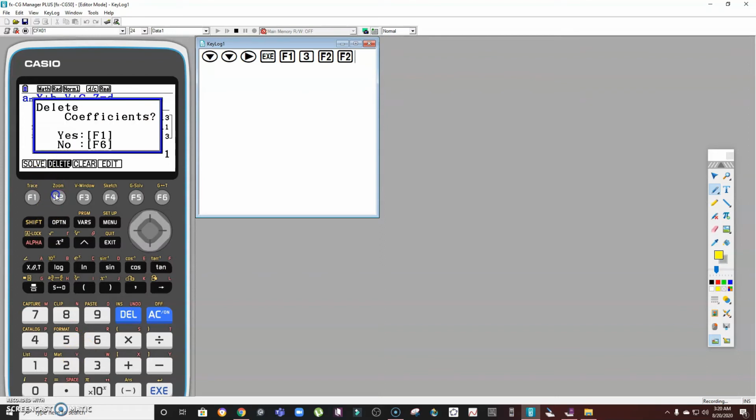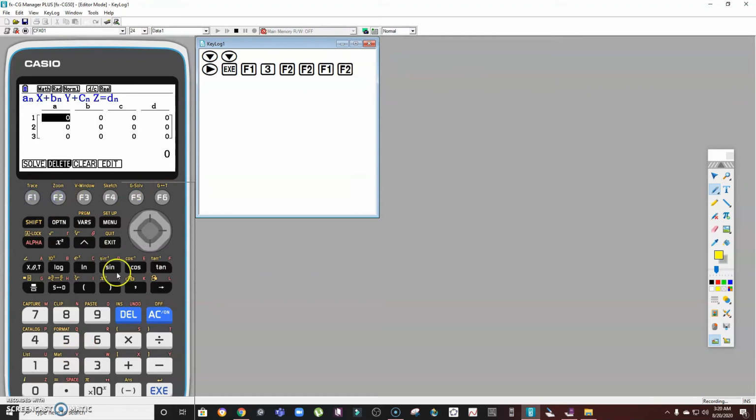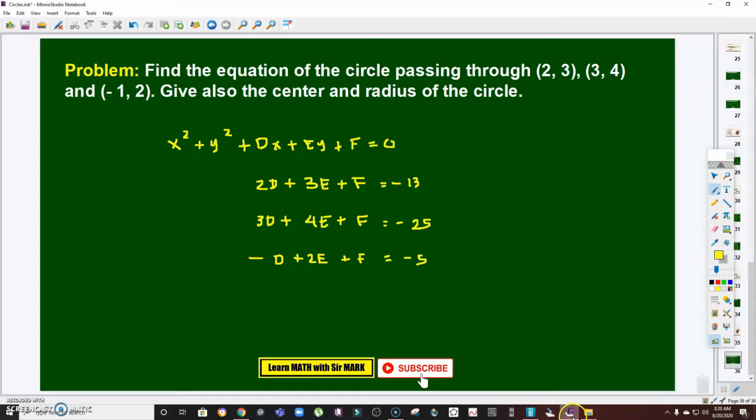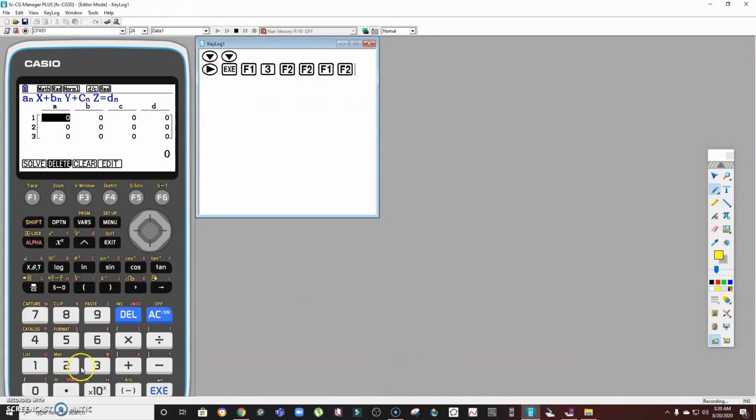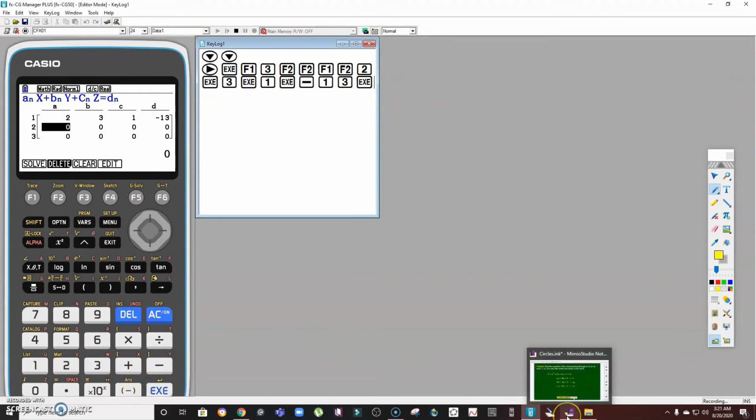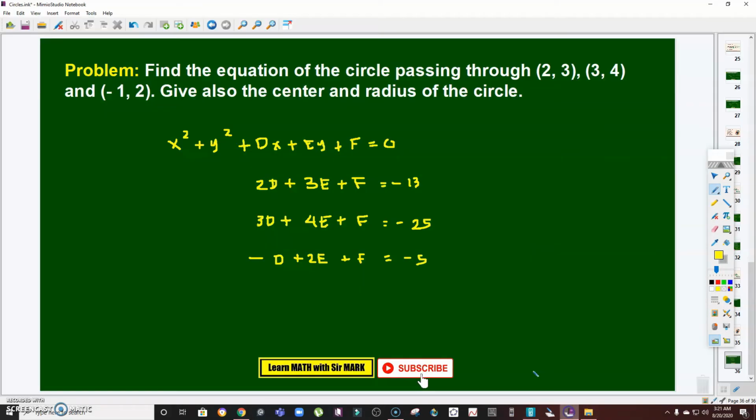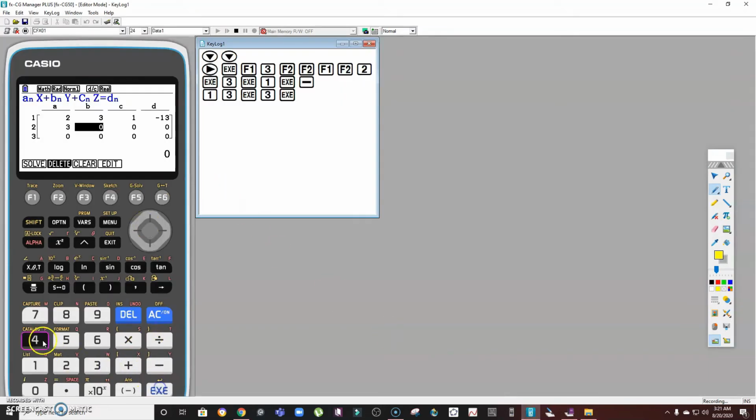It has some preliminary values already. So what I'm going to enter are the coefficients. Using the first equation: 2, 3, 1, negative 13. Take note of that. The 2, 3, 1 are the coefficients of x, y, z, or d, e, f, the corresponding variables. Next, take note of the coefficients and the constant: 3, 4, 1, negative 25.